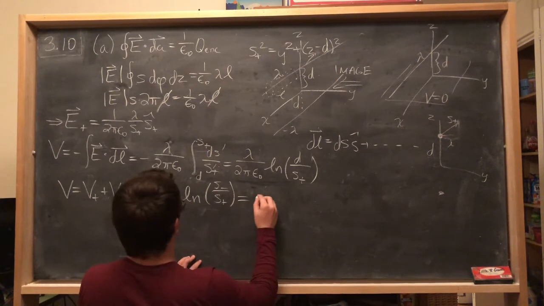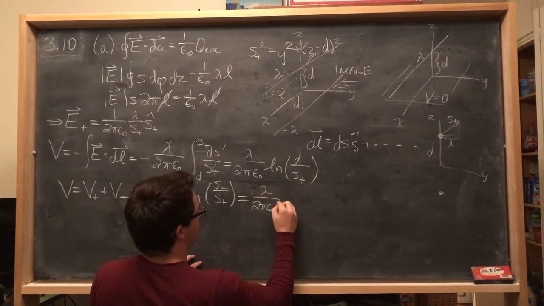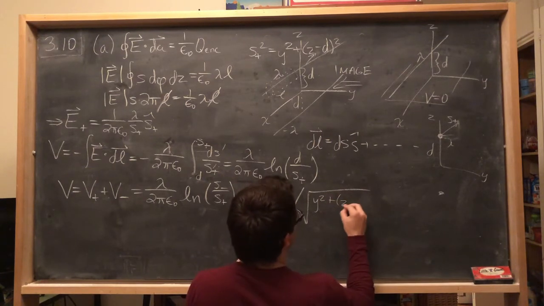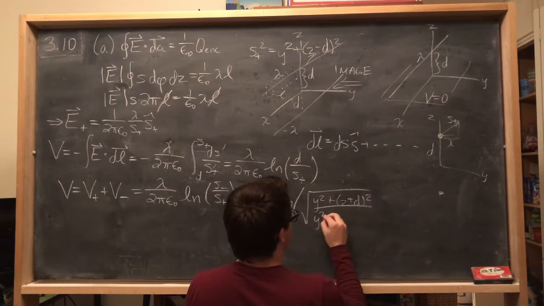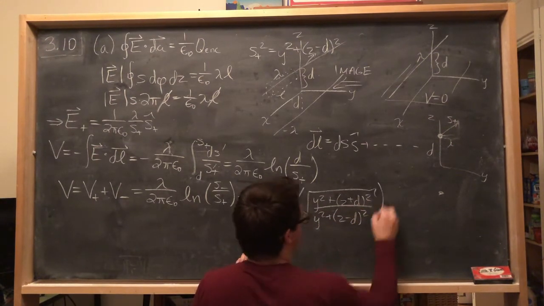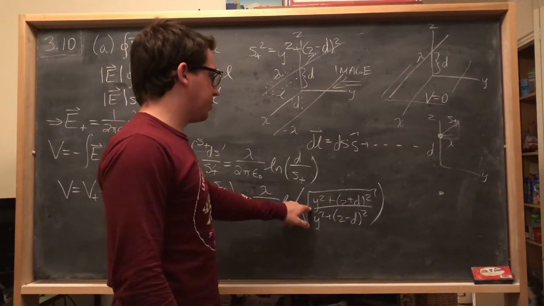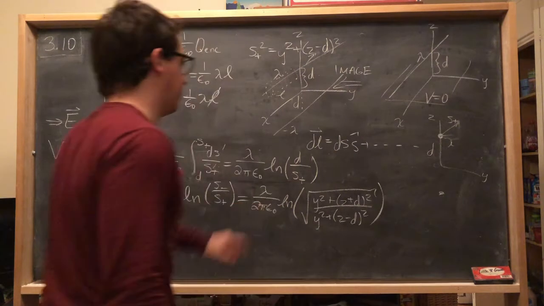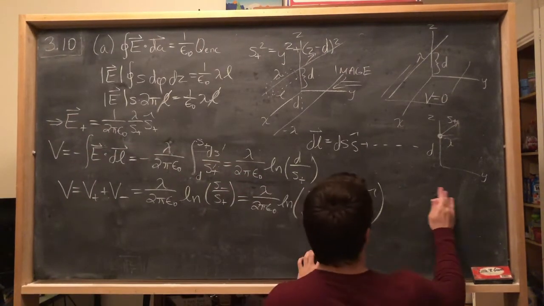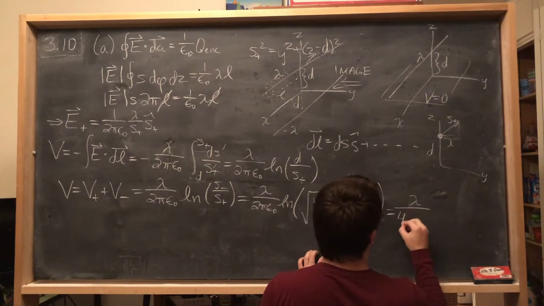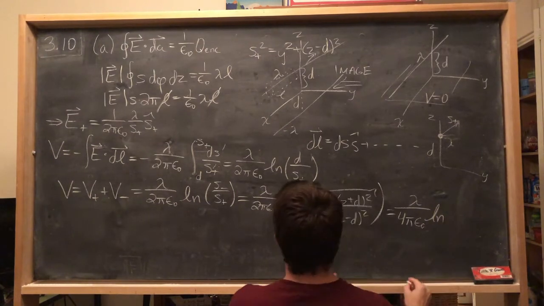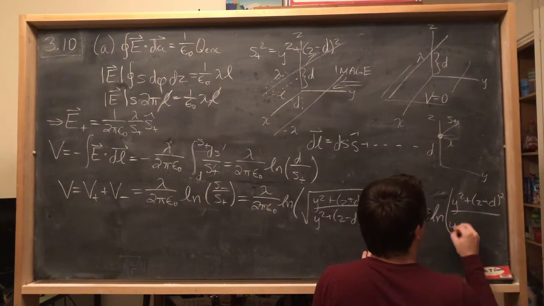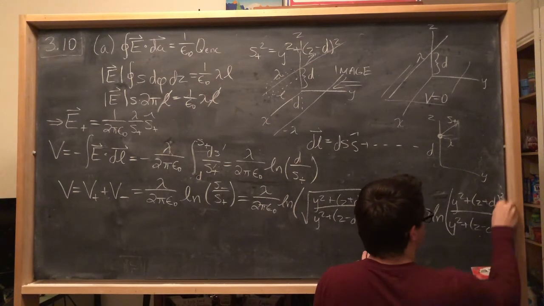And so then what we can write is lambda over 2 pi epsilon naught ln square root of y squared plus z plus d squared over y squared plus z minus d squared. But again, log rules, this is an exponent of 1/2 in here, and we can just take the exponents in an argument of a logarithm out and multiply that by whatever's outside, and so we can take that 1/2 out and make this into lambda over 4 pi epsilon naught ln of y squared plus z plus d squared over y squared plus z minus d squared.